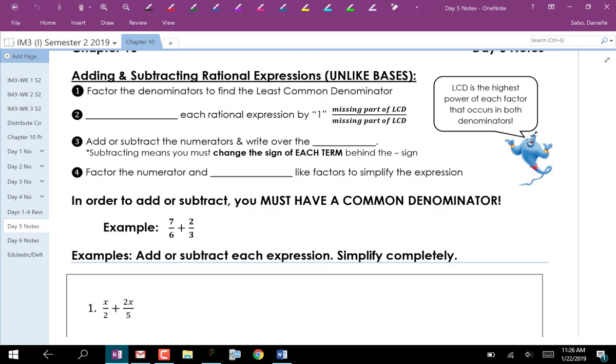All right, so this is going to be the same thing as Friday, but now we're going to see the situations where they're not common denominators and how we would go about that. So the very first thing is that we're going to multiply.